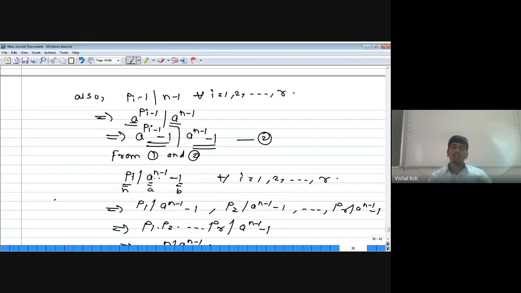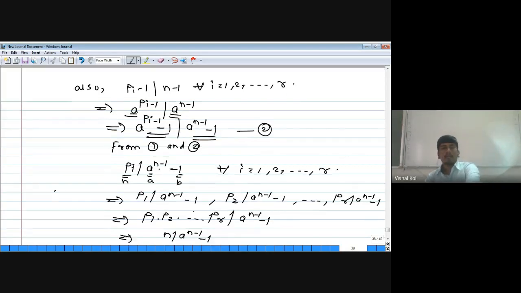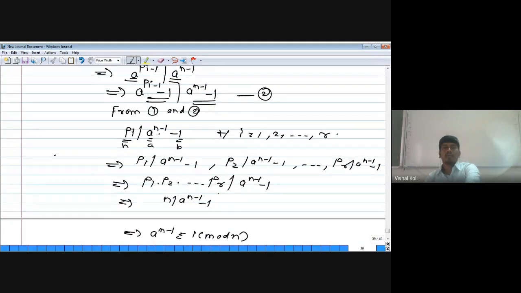All the prime numbers divide a to the power n minus 1 minus 1, but these p1, p2, up to pr are relatively prime numbers, so their product must divide that integer, that is a to the power n minus 1 minus 1. But the product of these primes p1, p2, up to pr is nothing but n, that is, n divides a to the power n minus 1 minus 1.